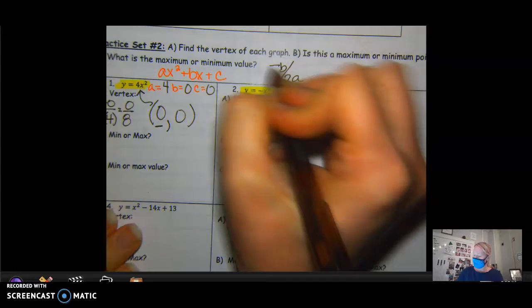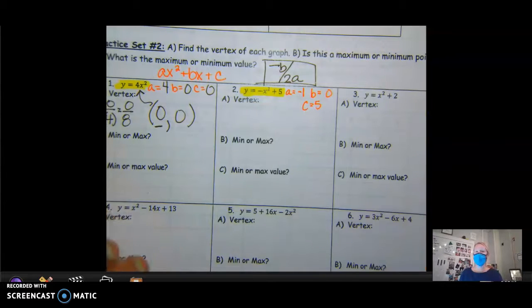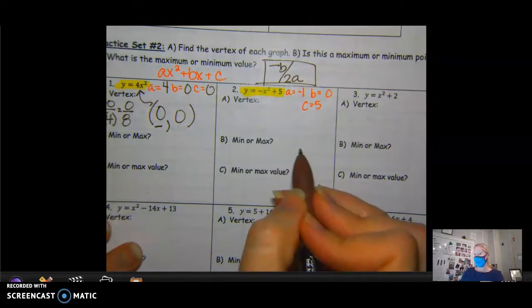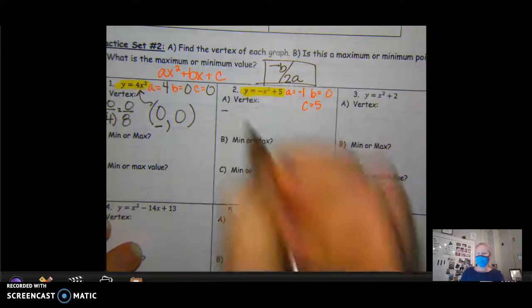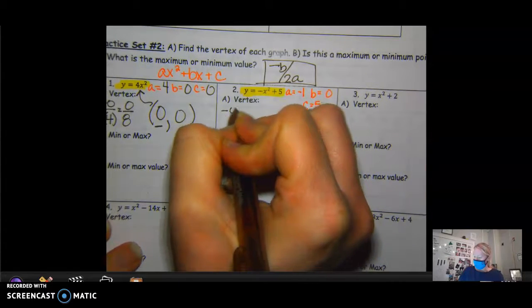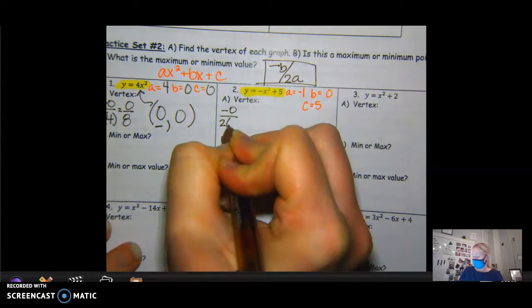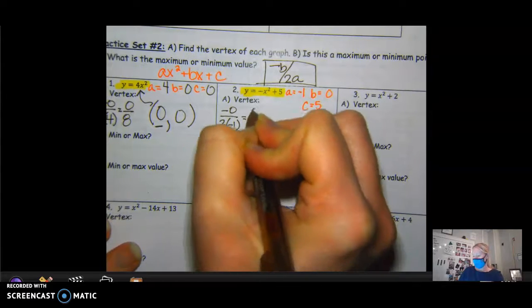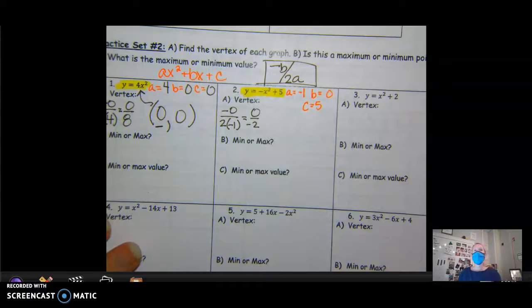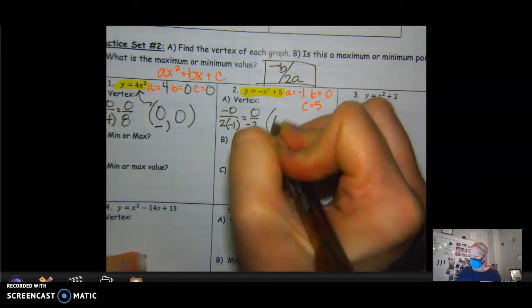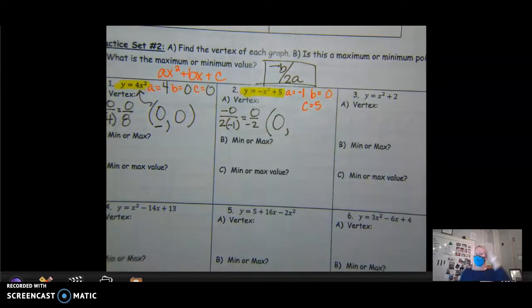Okay, so now we're going to use this, -b/2a, and write down our answer. So what's -b? Negative what? Over 2 times a. What's my a value? So I get 0 over -2. Well, what's 0 divided by -2? 0 again. Comma. How do I find my y value?